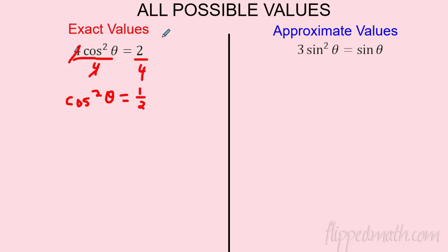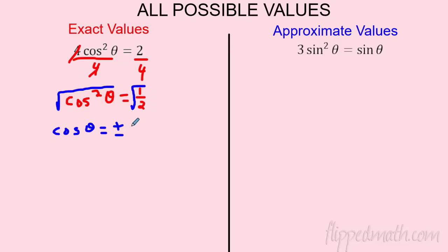Ooh, that's nice because I'm looking for exact values. And again, how do I get rid of that square though? I actually have to square root both sides. So I'm going to square root both sides. Very interesting. Well, that's cool because cosine squared, square rooted is just cosine. Now be careful, when you introduce a square root, what happens? It becomes plus or minus the square root.